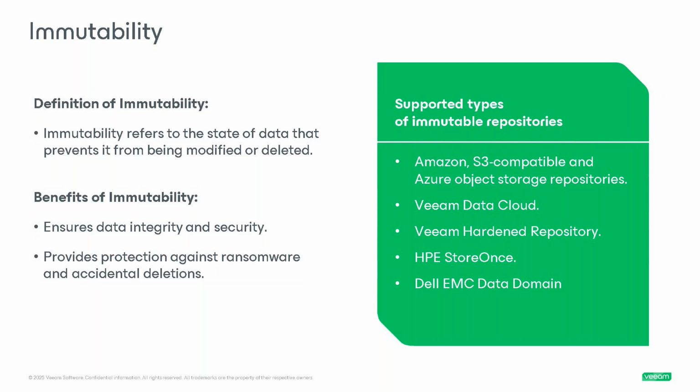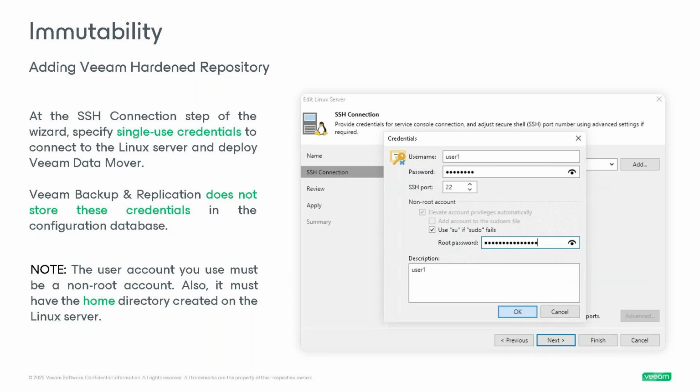And then we directly integrate with HPE StoreOnce and Dell EMC Data Domain for their version of immutability as well. So if you have those types of devices in your environment that you wanted to use as a repository with Veeam, you can utilize that existing feature within Veeam. So that's kind of cool. So in this case, if you're using a Veeam hardened repository, this is how you would add that to the Veeam console.